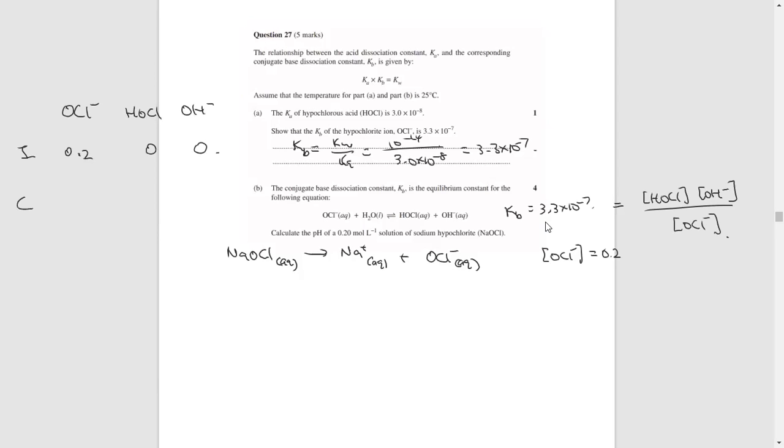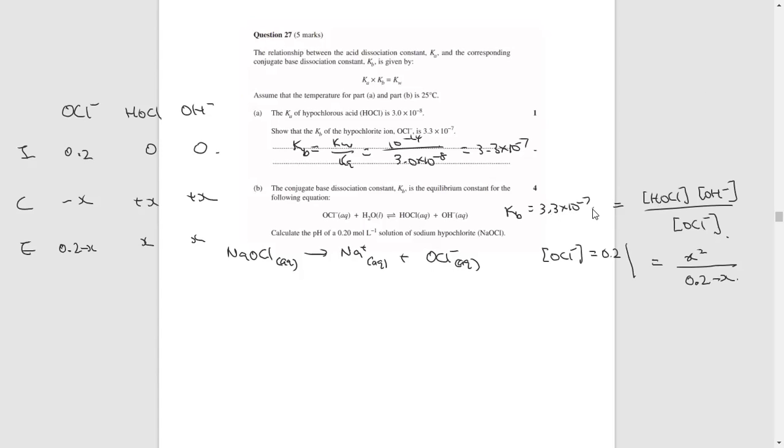Now, when there was a change, some must have dissociated to the right, which means you're going to lose some amount, which is unknown. Keep in mind the ratios: all of this is 1 to 1 to 1 to 1. So you're going to lose some amount, and those will gain some amount. So you're going to end up with 0.2 minus x here and x there. Now, that means this expression will then become x squared over 0.2 minus x equals this number, 3.3 times 10 to the negative 7.